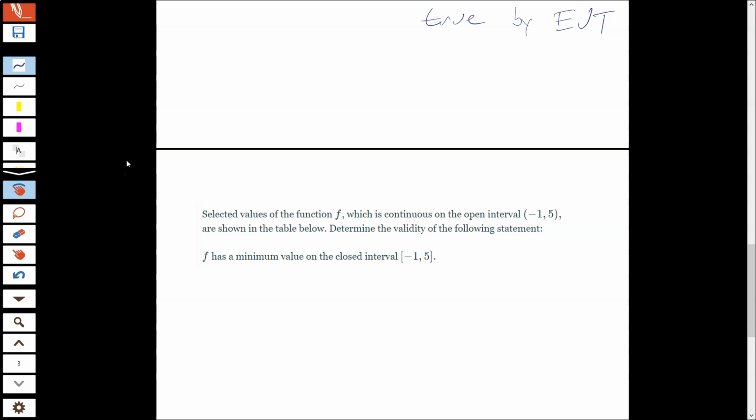Here's another example. And as you read this one, alarm bells should be ringing a little bit because this says open interval. So for this one, the extreme value theorem does not apply because open interval means the function could have a vertical asymptote or horizontal asymptote at one of these boundaries. So here we would say neither true nor false.